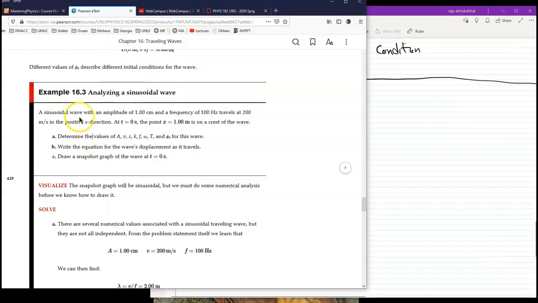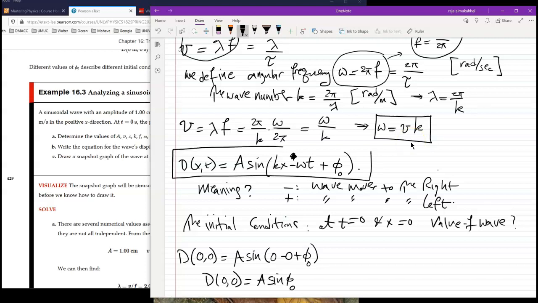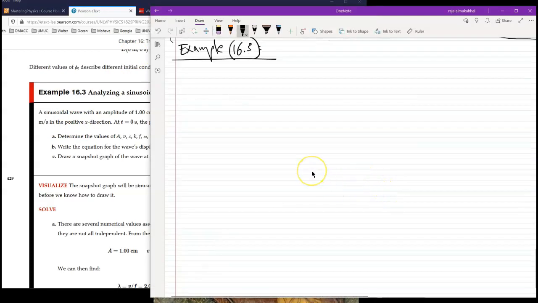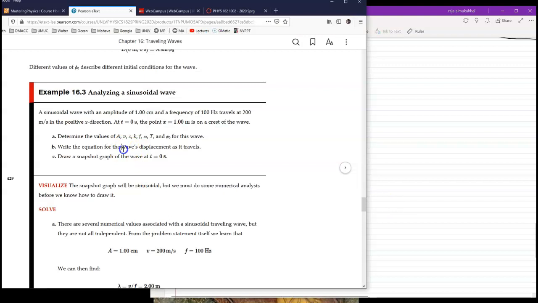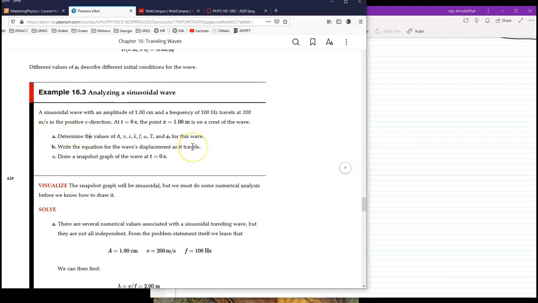It says a sinusoidal wave, which means it's a wave that can be described with this formula right here. He said a sinusoidal wave with an amplitude of 1 centimeter. So we have a wave with an amplitude A of 1 centimeter, and a frequency of 100 hertz. So I have a frequency of 100 hertz. It travels at 200 meters per second in the positive x direction.